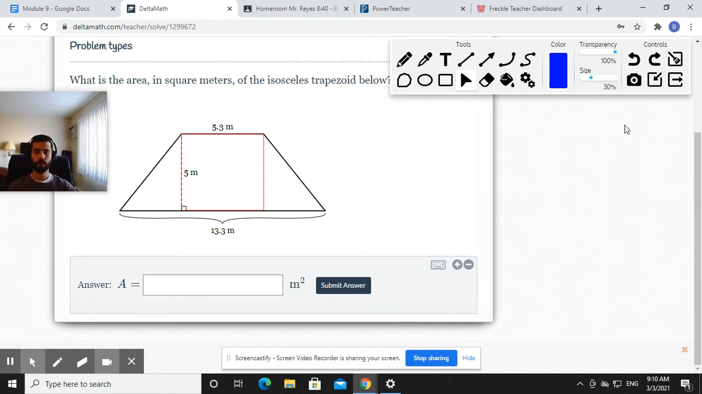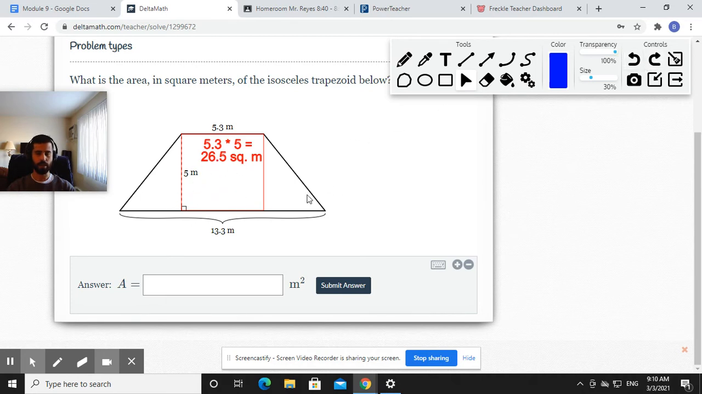So let's find the area of this rectangle first, and that is 5.3, the base, times the height, which is 5, equal to 26.5 square meters. So that's this red area in here.